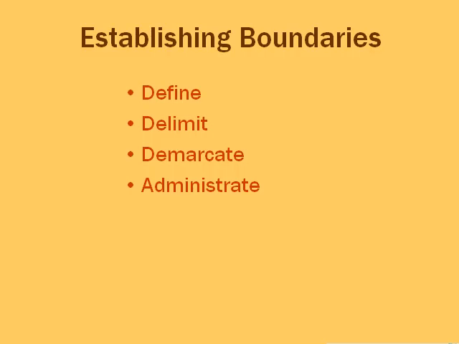The 4 steps for establishing boundaries are pretty simple. Define, you literally just define the boundary. You can delimit it, that's where you put it on a map. You can demarcate it, that's where you put it on the land, where you actually build a fence or a wall or what have you.